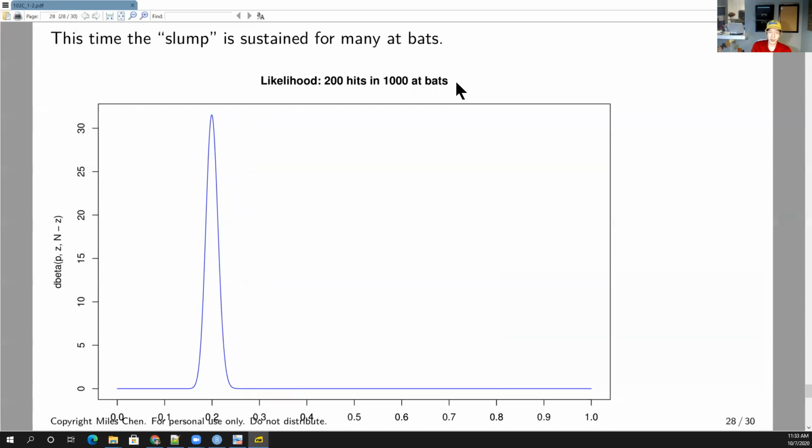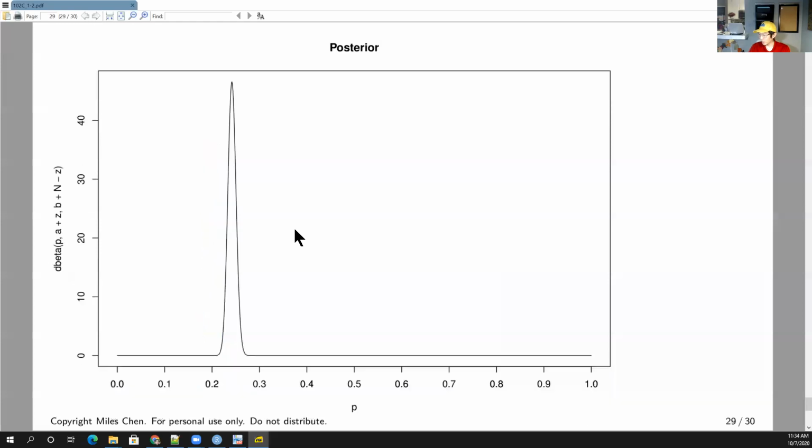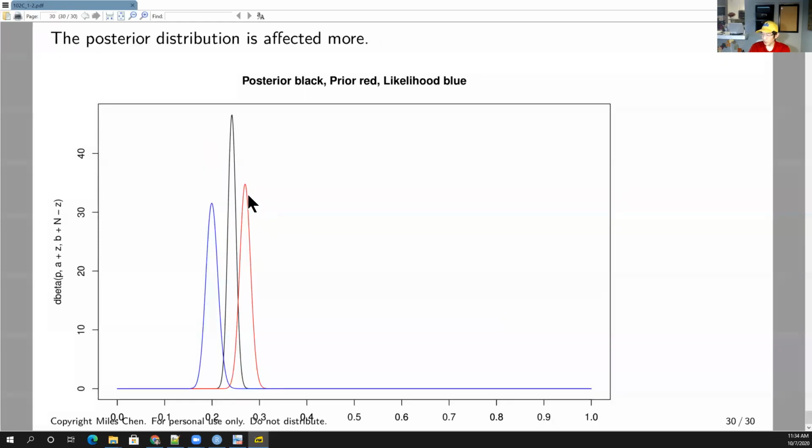So that's more than an entire season of at-bats. For more than an entire season, he has a batting average of around 0.2. So there's now a lot of data backing up that this is a long-running slump. Maybe it's not just a slump, but more reflective of the player's performance. And so therefore the posterior distribution is a lot more affected.